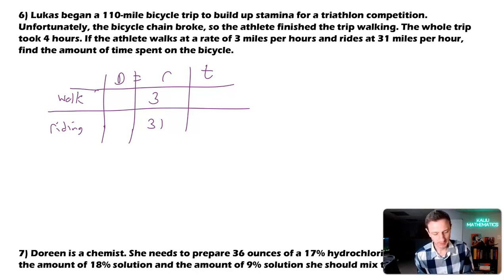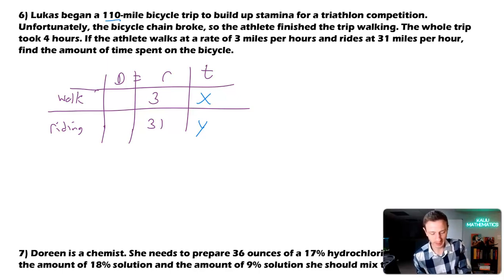What else can we say? Well, we were on a 110-mile trip, and the whole trip took 4 hours. So we have amount of time walking and riding. Let's say walking took us x amount of time and riding took us y amount of time. So that will allow us to create a system.